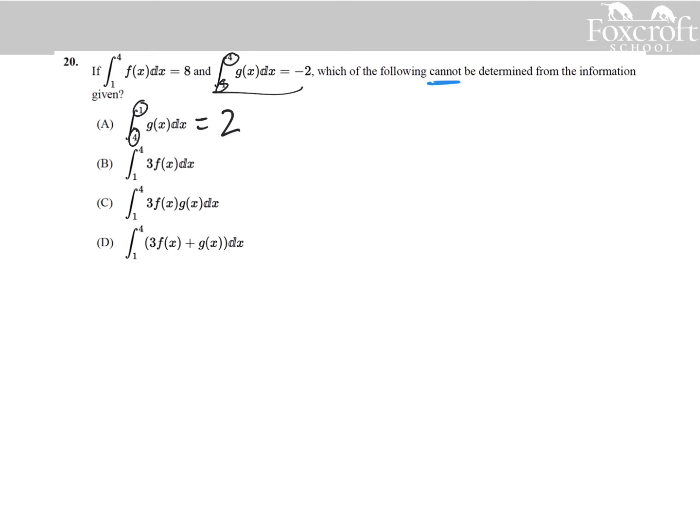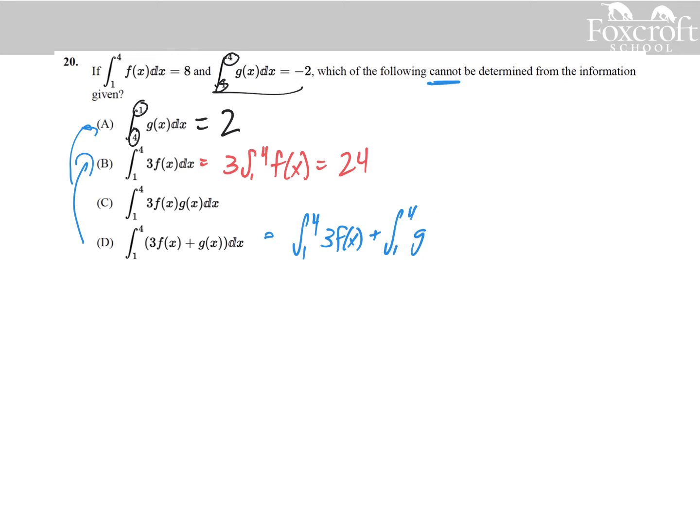With the constant out in front, you can just bring the constant out. And this one would be 24. D is really just a and b added together, and we can split up integrals over addition. So that would be 26.